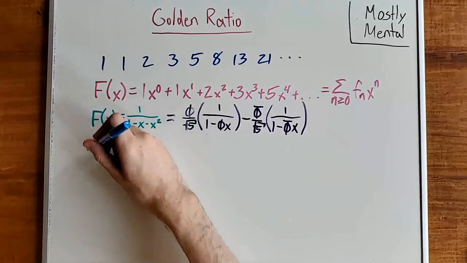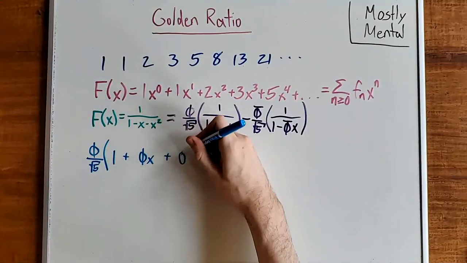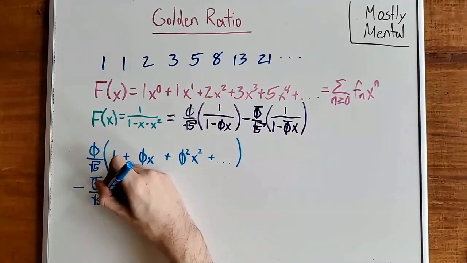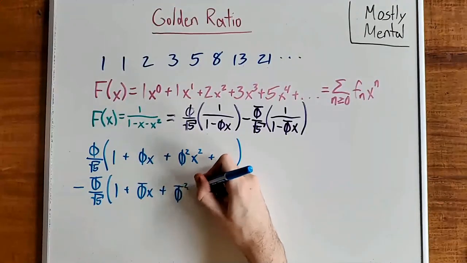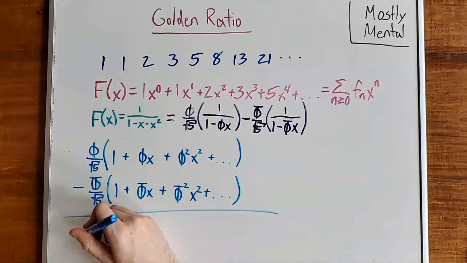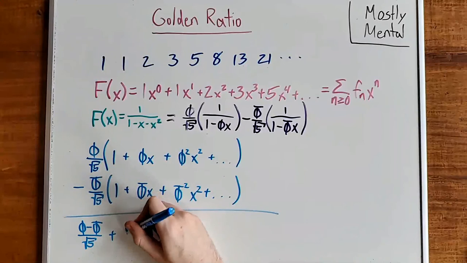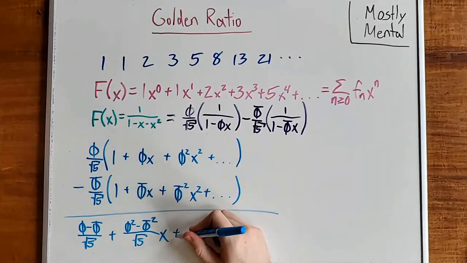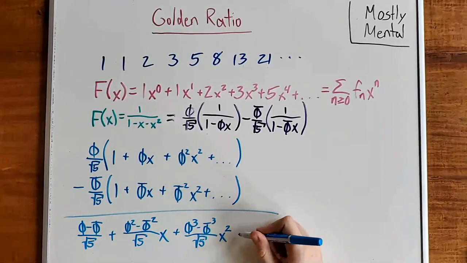So we can rewrite this as phi over root 5 times 1 plus phi x plus phi squared x squared, and so on, minus phi bar over root 5 times 1 plus phi bar x plus phi bar squared x squared, and so on. And if we combine like terms, we get phi minus phi bar over root 5 plus phi squared minus phi bar squared over root 5 x plus phi cubed minus phi bar cubed over root 5 x squared, and so on.